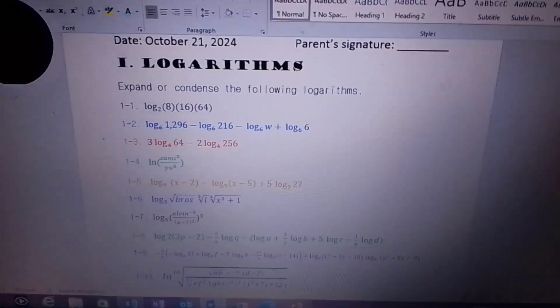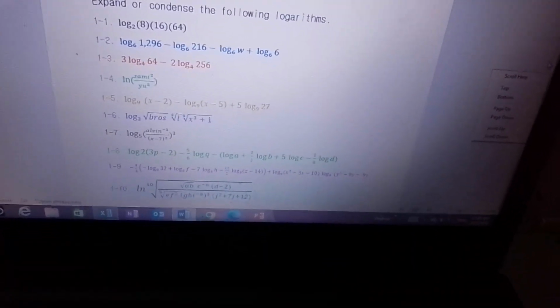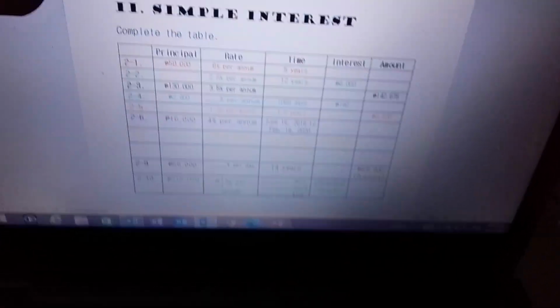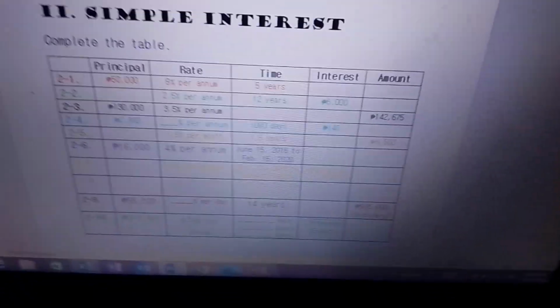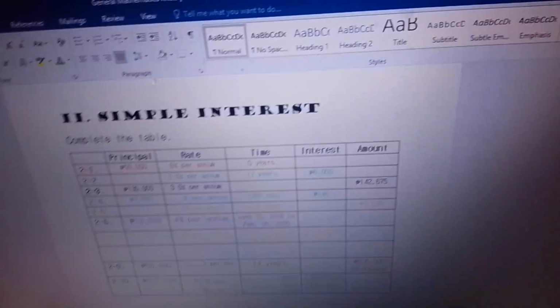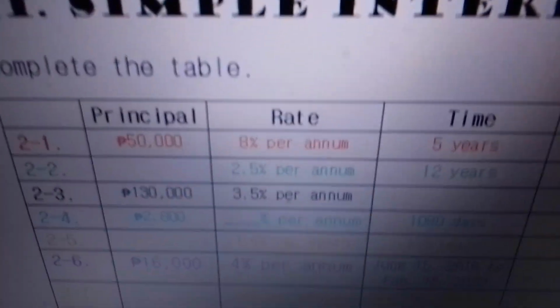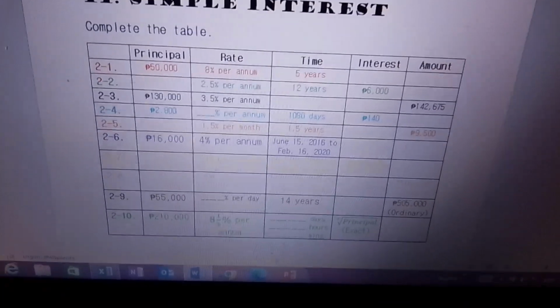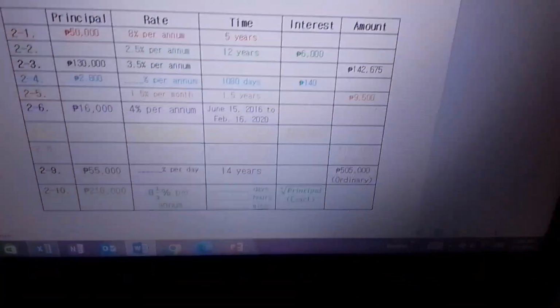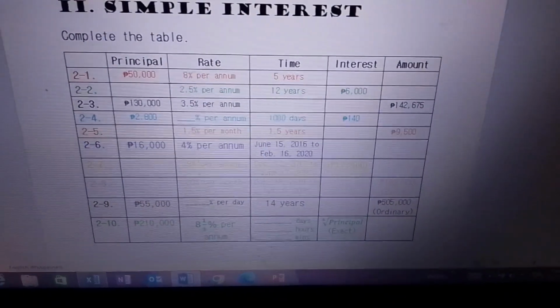So that's it. Now we're moving on to our next topic, which is all about simple interest. Remember, now we are already here. Complete the table. In here we have a table that we have to complete, and there are 10 items that we're going to have to do. Good luck if we can solve all 10 items.